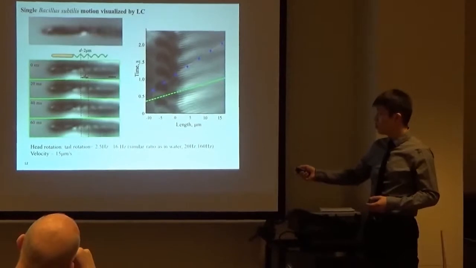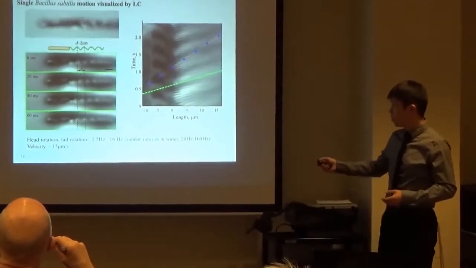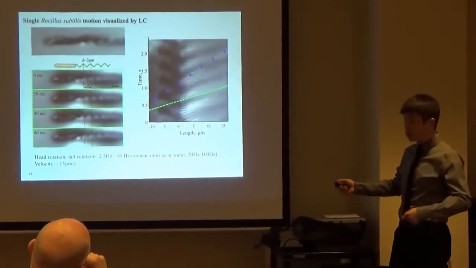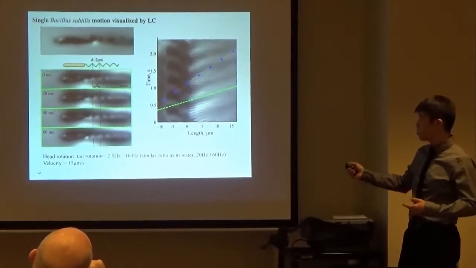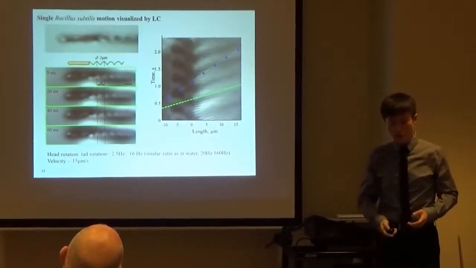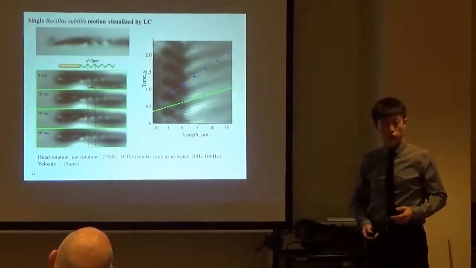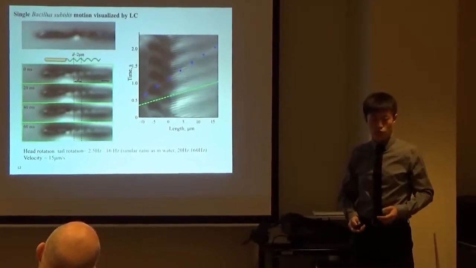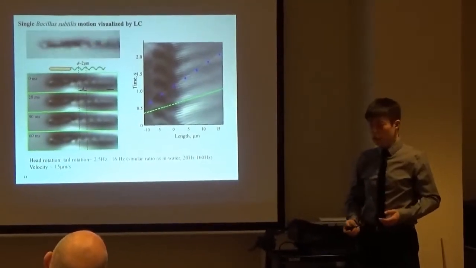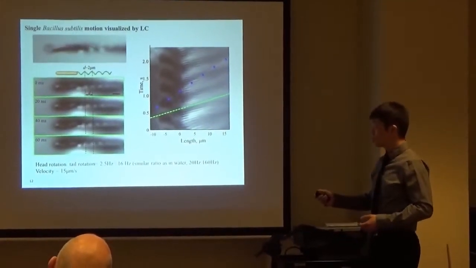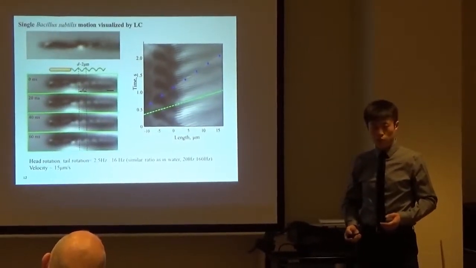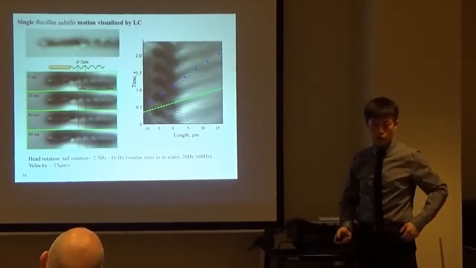and the frequency of the head rotation is 2.5 Hz, while the tail rotation frequency is 16 Hz, and the swimming speed is about 15 micron per second. So these flagella are only 24 nanometers thick. It's hard to see in other ways, but the birefringence of the chromonic liquid crystal gives us the opportunity to directly observe their motion with a simple polarizing microscope.